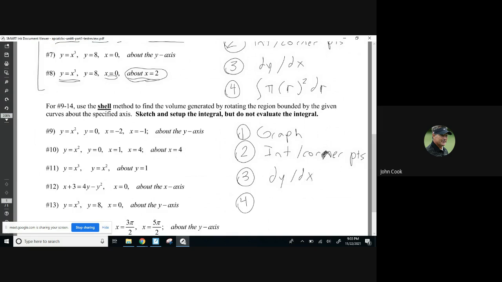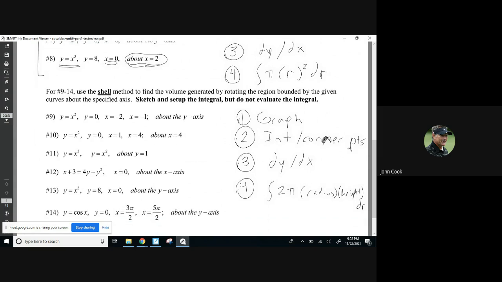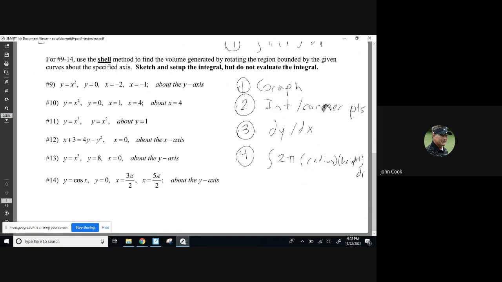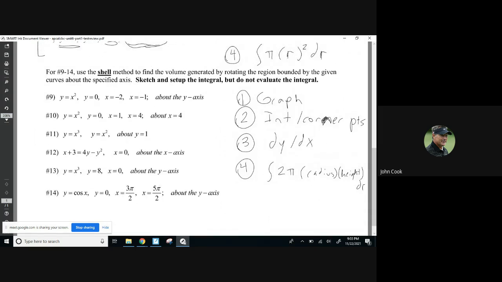The formula goes something like this. It's 2 pi times some radius value, and the radius is usually dependent on x or y, times the height, and that's usually a function of x or y. And then your dx or your dy, whatever it is, after that. All right, so let's just go through these and see what we've got. We got six of them. So let's graph it out and get to work.